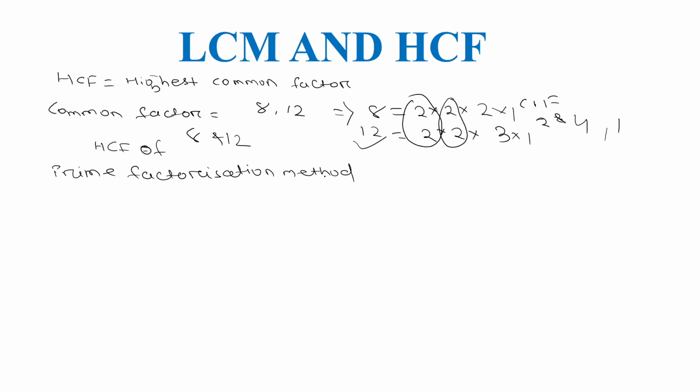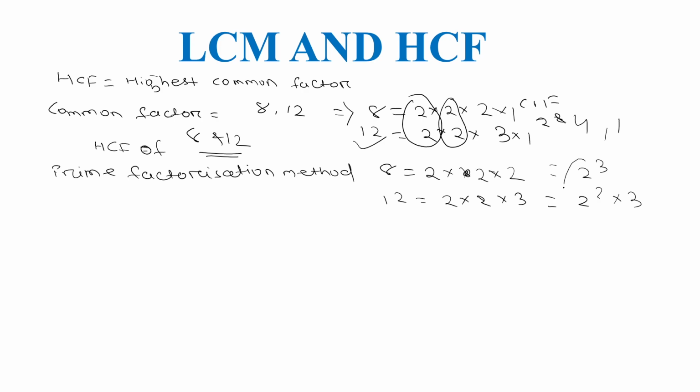Let us take these two only. 8 will be factorized as 2 into 2 into 2, and 12 will be factorized as 2 into 2 into 3. So it should be 2 to the power 3, and 2 to the power 2 into 3. The common factor will be there, those which are common between these.